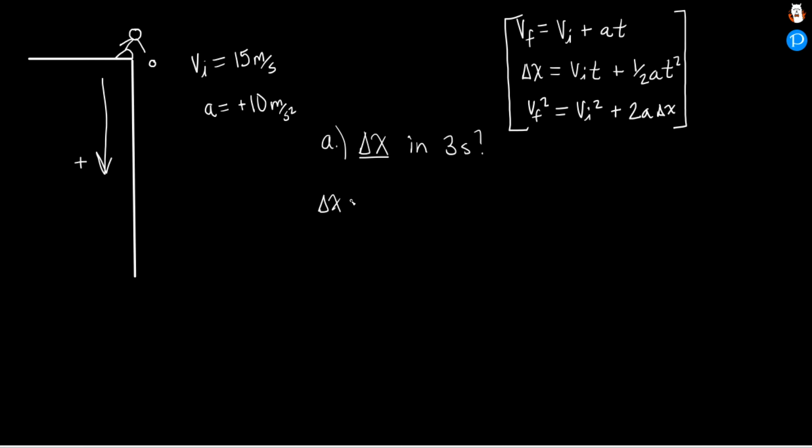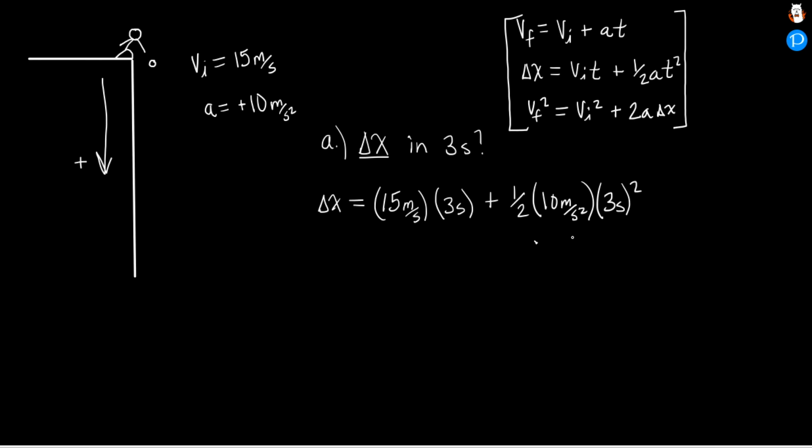So delta x. And I'm just going to plug these numbers in as we go. So initial velocity, 15 meters per second. I'm also going to make sure that I write in the units for each one here because I want us to see how they're going to cancel out in the end. 15 meters per second times the time takes 3 seconds, 3 seconds plus 1/2 times the acceleration, which is positive 10 meters per second squared, times the time squared, 3 seconds squared.